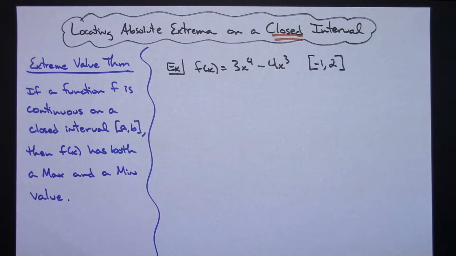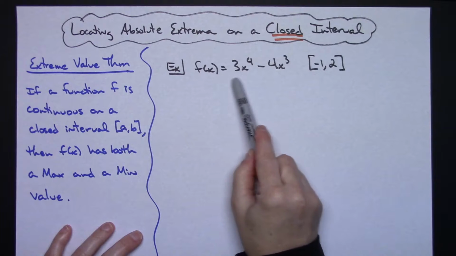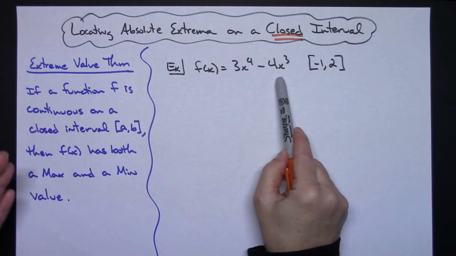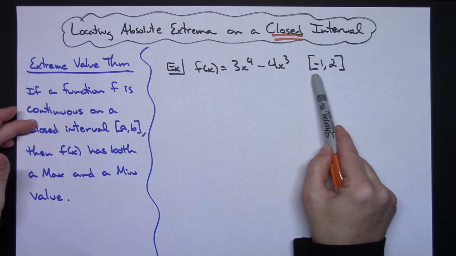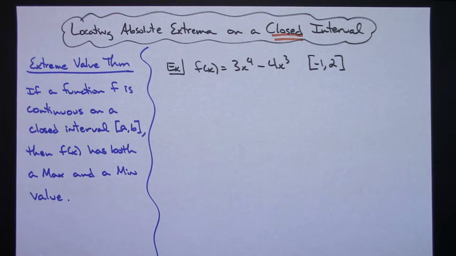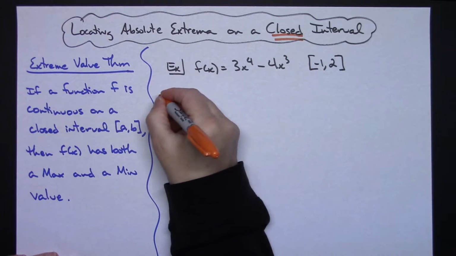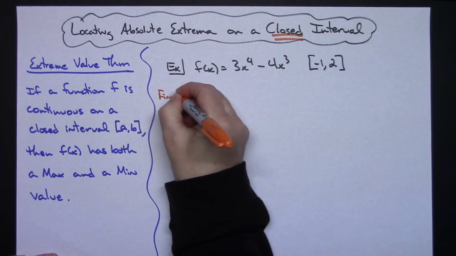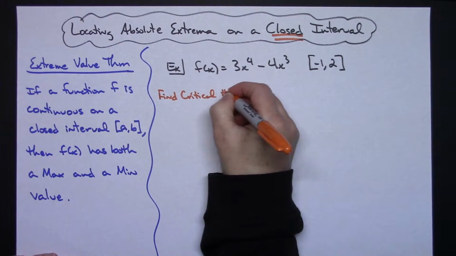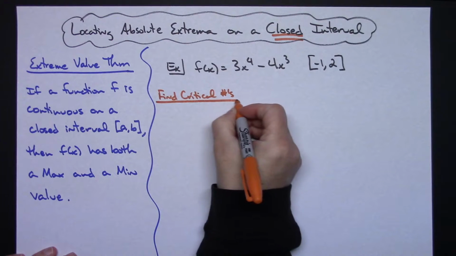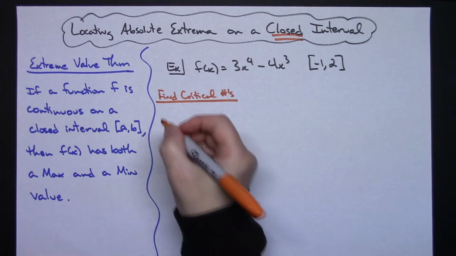On this first example here, I've got just a nice little polynomial curve. Polynomial curves are continuous, so definitely it's going to be continuous on this interval from -1 to 2. So the first thing I'm going to do is find my critical numbers. The way I'm going to go about doing that is I'm going to take the derivative and set it equal to 0.